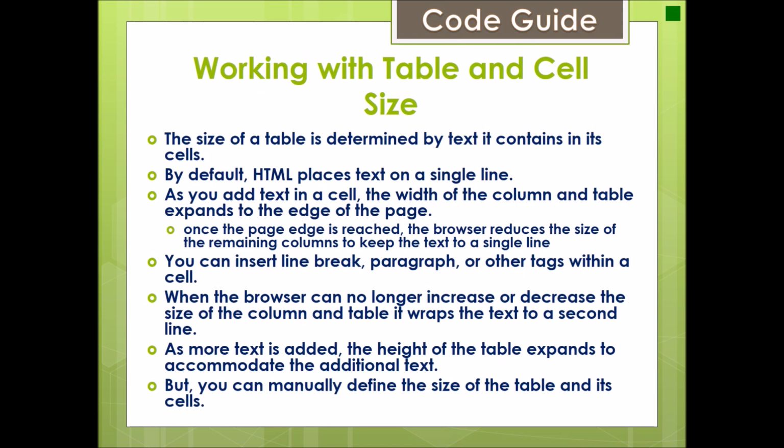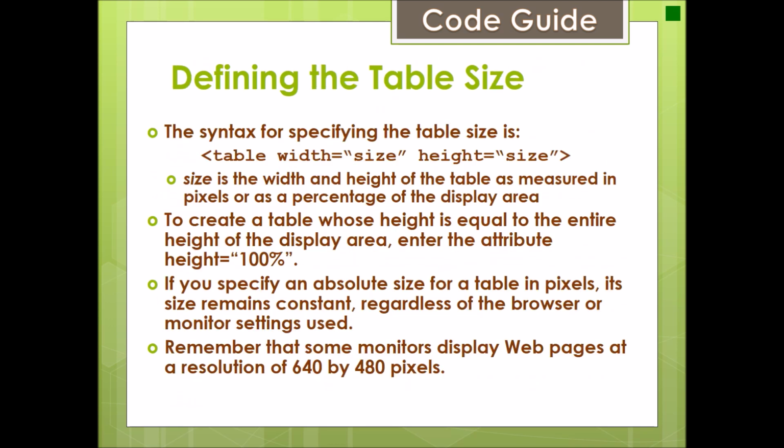Working with table and cell size. The size of a table is determined by the text it contains in its cells. The more data in the cell, the larger the size will be. By default, HTML places text on a single line. As you add text in a cell, the width of a column and table expands to the edge of the page. You can insert a line break, paragraph, image, anything within a cell. As more text is added, the height also expands. But you can manually adjust the table size and its cell size.